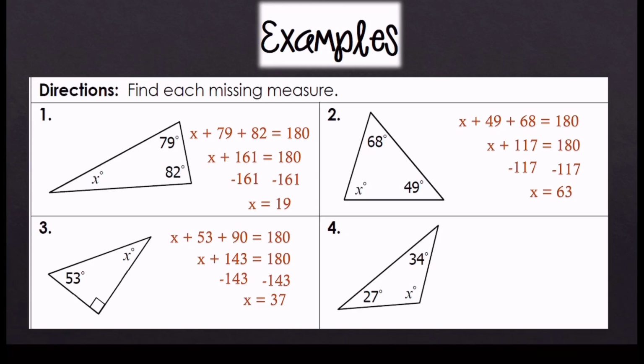Okay, we got one more to try now. So first I'm going to generate my equation. X plus 34 plus 27 equals 180. Combine my like terms. Do my inverse operation to isolate my variable so that X is 119.